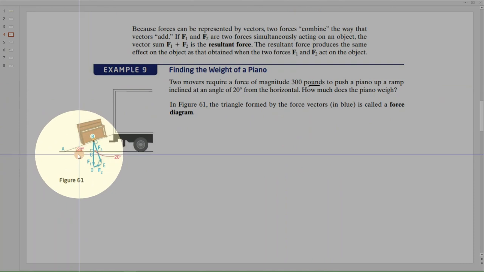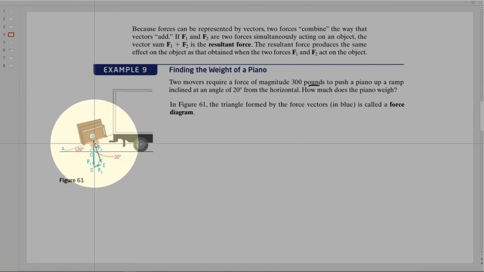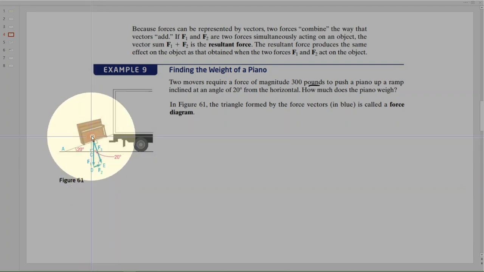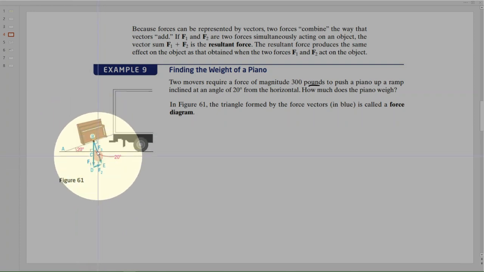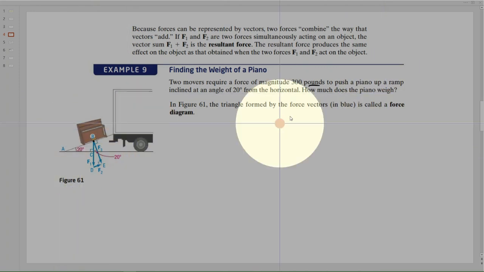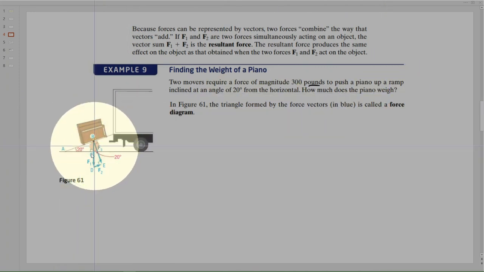And so if we see that this angle for the ramp is 20 degrees, that 20 degrees is going to translate to the angle here between these forces. So what we're going to do is use the fact that this creates a right triangle because the force F2 pushing the piano up is perpendicular to the force of the piano against the ramp. And then the hypotenuse is created by the force of the gravity. They're asking us how much the piano weighs, so they're really asking us to solve for force 1 here.